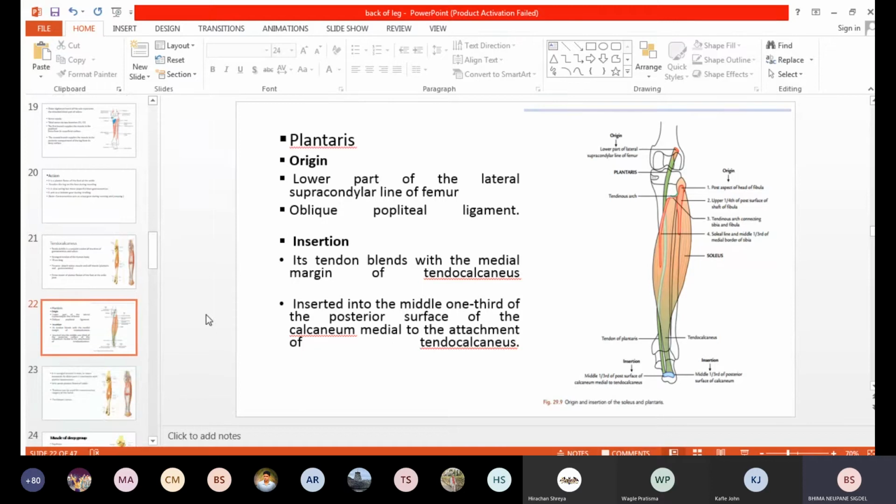So now moving to the plantaris muscle. Here you can see the plantaris muscle. This is a vestigial muscle. Sometimes it may be present and sometimes it is missing in our body also.